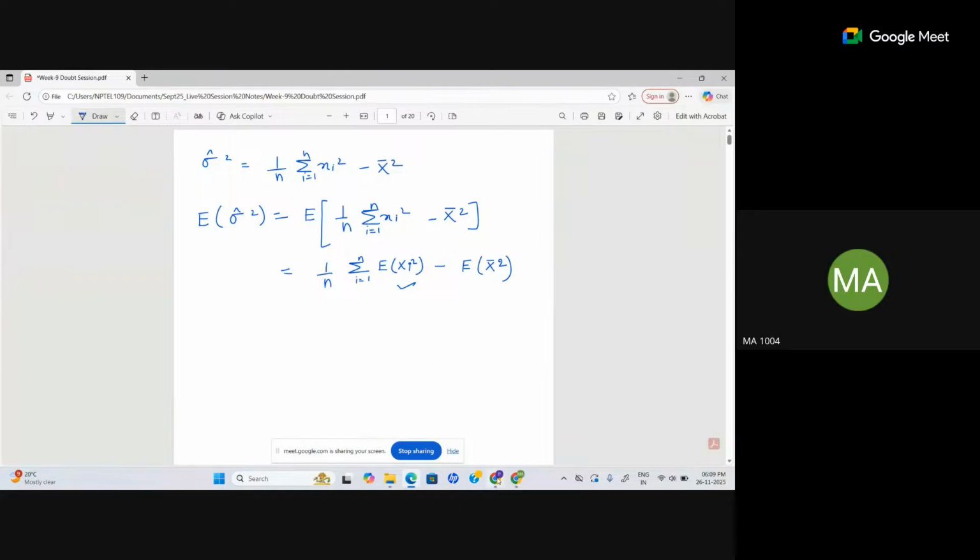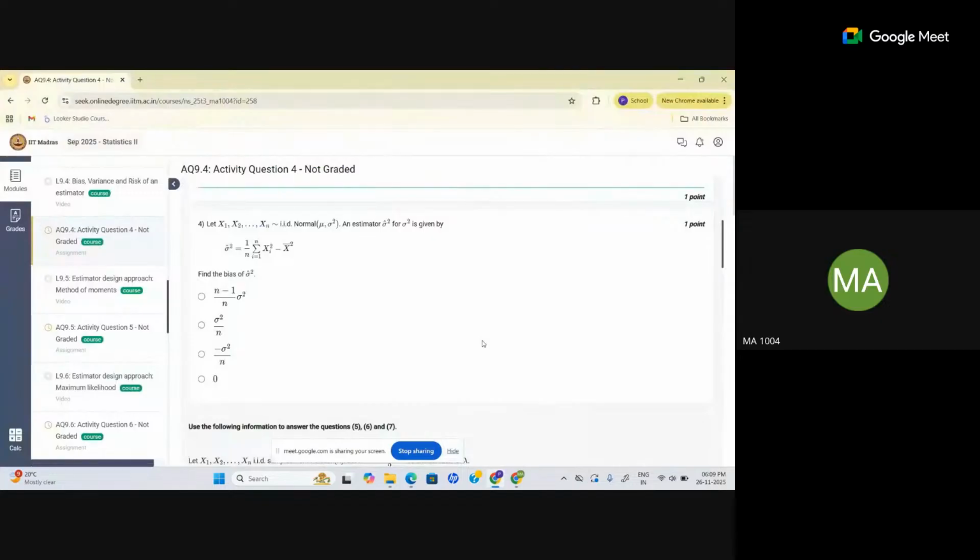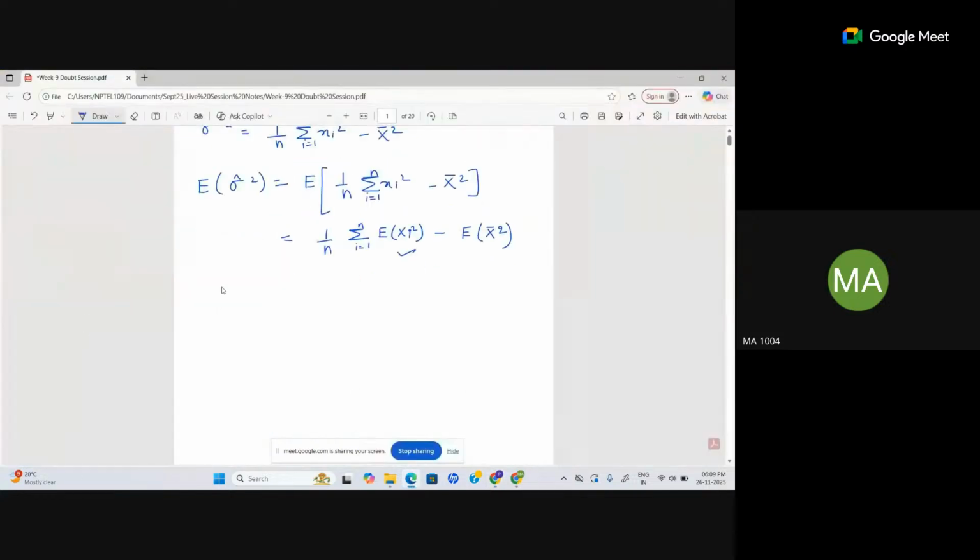So in the question it is given that x1, x2 are following IID normal 0 comma sigma square. So they are following a normal distribution, according to which, what will be the variance of xi? The formula is variance of xi equal to expectation of xi square minus expectation of xi whole square. Yes or not, according to the formula? Yes, ma'am.